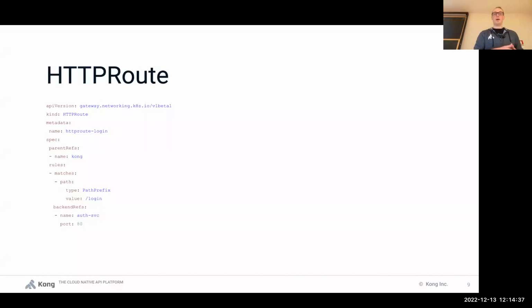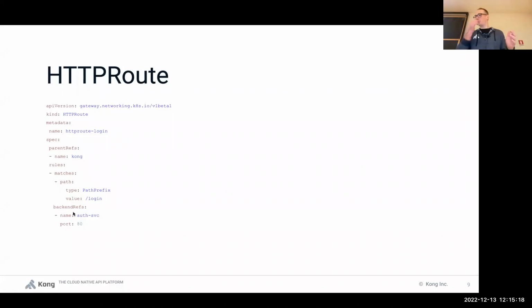Then we have the HTTPRoute. HTTPRoute is the resource that specifies all the routing rules, and it uses kong, which is the name of this gateway, as parentRef, and it specifies a set of rules. Here we have only one rule, which specifies that it should match all the paths that have /login as prefix, and all these hits should be forwarded to the auth service, which is specified in the backendRefs.